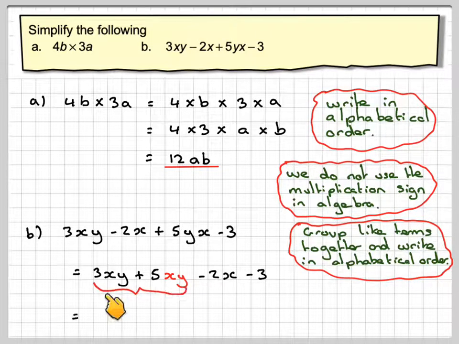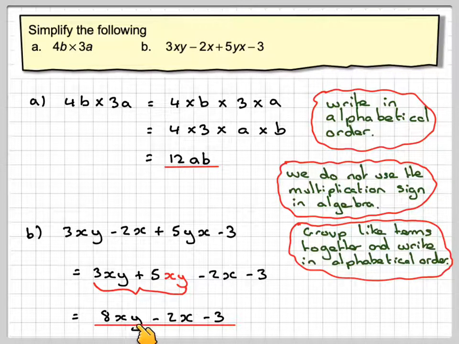So 3 plus 5 makes 8 lots of xy. Then we've got a minus 2x and a minus 3. So the final answer is 8xy minus 2x minus 3.